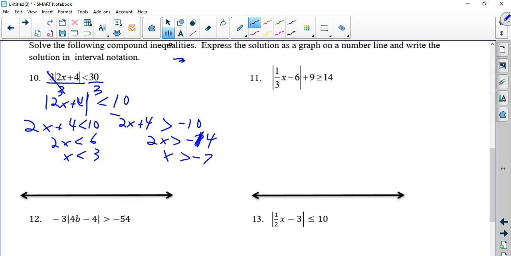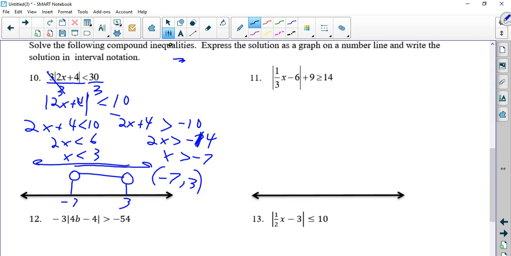There's my negative 7. Now, negative 7 is here, 3 is here. Now remember, they're both going to be open dots. x is less than 3, that's going to be going this way. x is greater than negative 7, it's going to be going this way. So I want the in-between, the overlap. And in interval notation, that's basically just from negative 7 to 3. And they're open dots, so they're both parentheses.